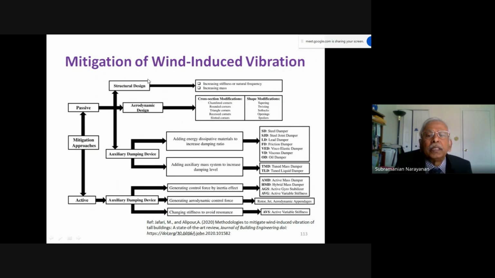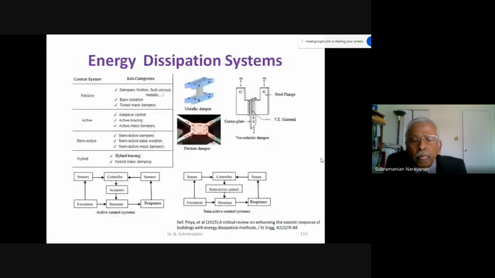Of course, the mitigation of wind-induced vibration is through a passive approach or an active approach. So this is a figure which I have taken from this reference. This shows what are the different things that can be used, that is, steel damper, lead damper, friction damper, etc. So let us see some examples here.